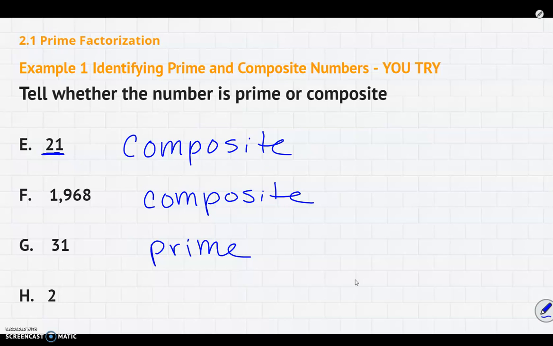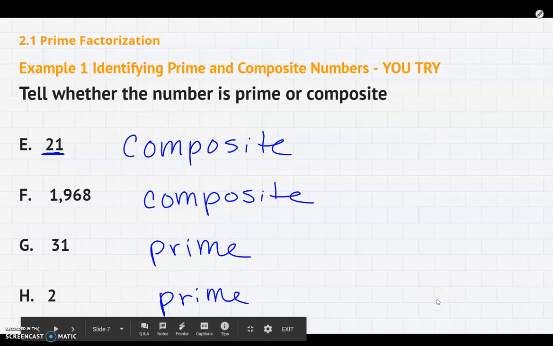Okay, the number 2. Now, in order for a number to be prime, it can only have two factors, 1 and itself. Well, the only factors of 2 are 1 times 2, and therefore 2 is prime. And that often confuses people because you're thinking, oh, 2 is an even number though. But the only factors of 2 are 1 and 2, so therefore 2 is prime.